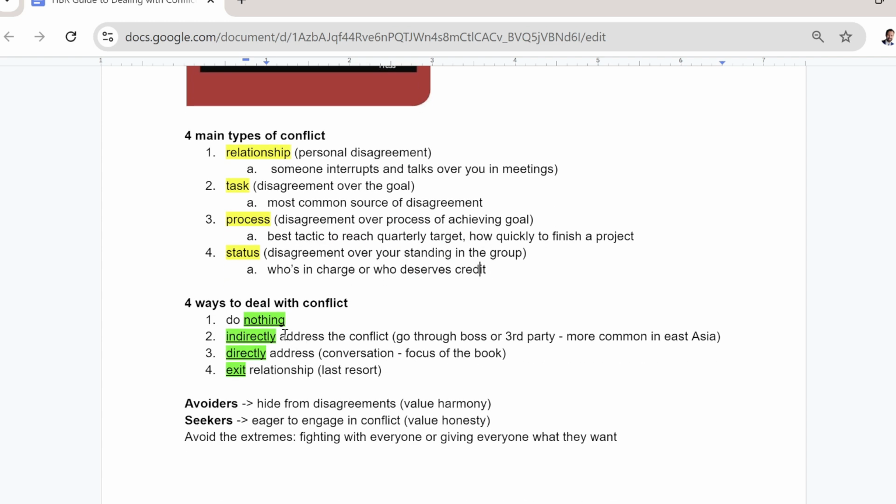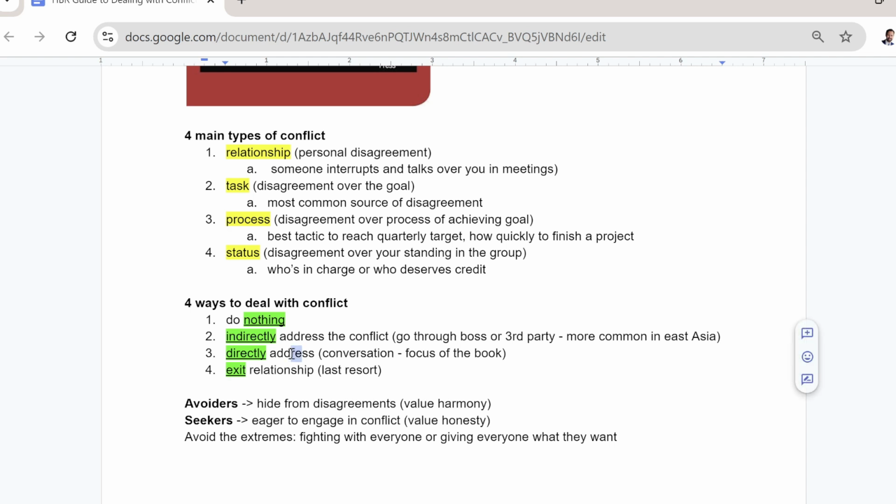Now, there are 4 ways to deal with conflict. Number 1 is do nothing, which is sometimes the best approach, believe it or not. 2 is indirectly address the conflict. For example, go through a boss or some sort of third party. This approach is more common in East Asia.